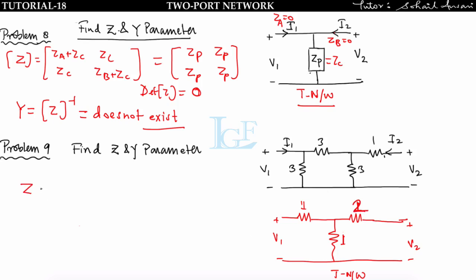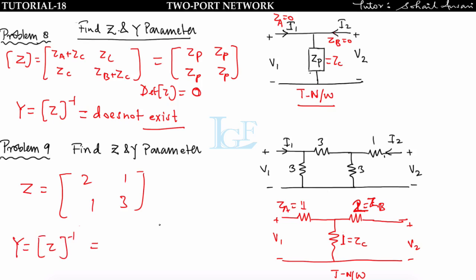Now find the Z parameter. We know that this is ZA, this is ZB, and this is ZC. So Z is ZA plus ZC, that is 2. This is ZC, this is ZC, and this is ZB plus ZC, that is equal to 3. Now we have to find the Y parameter. Y is equal to Z inverse.